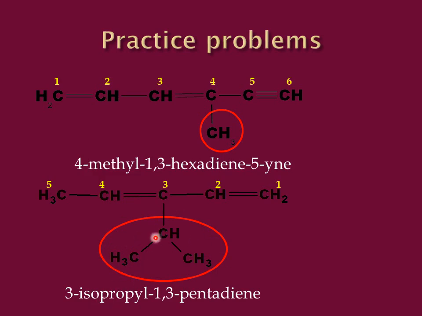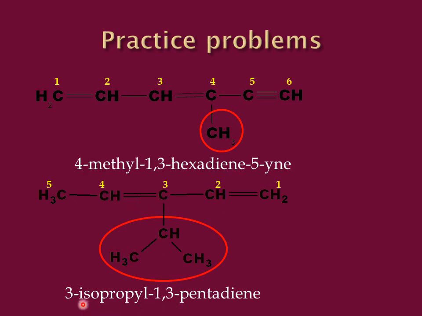1,3-pentadiene. Why? Because the double bond is present between carbon number 1 and 2, so we are going to write 1. The second is on 3 and 4, but we are going to write 3. So the name is 3-isopropyl 1,3-pentadiene.